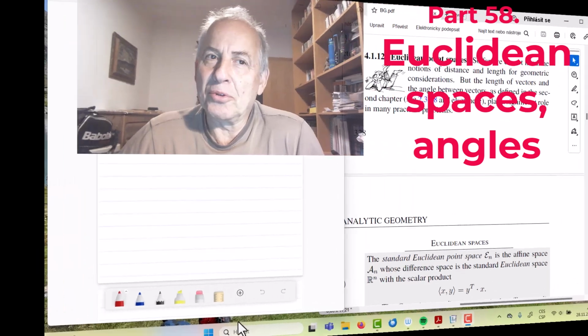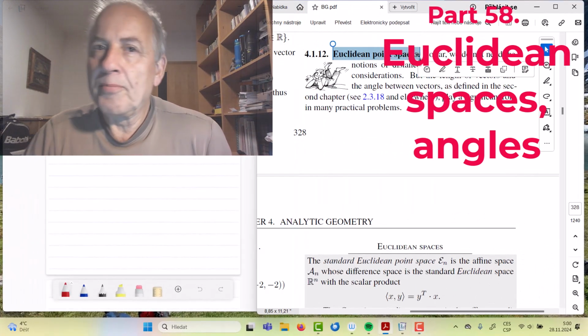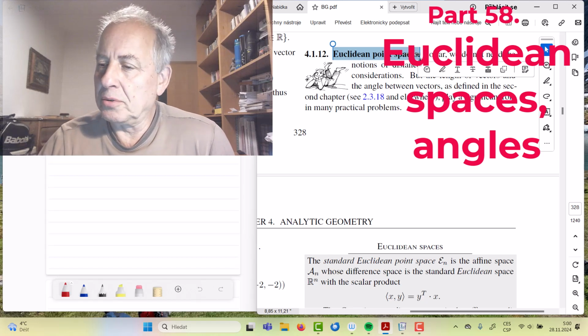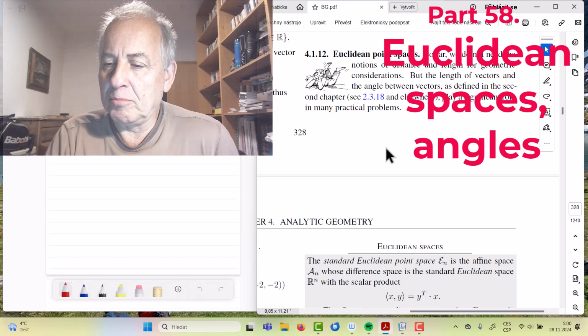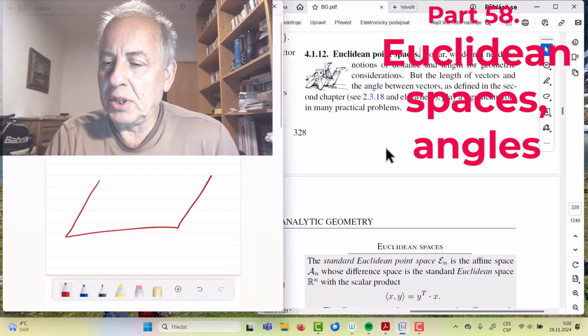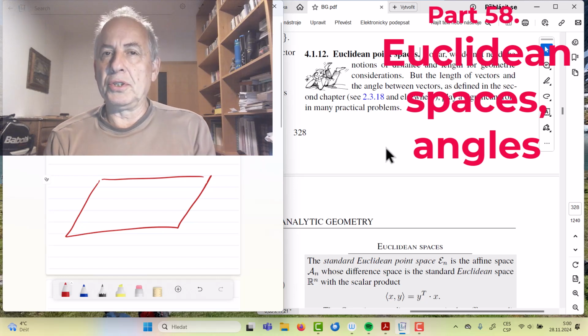Moving on to the next presentations. We shall now focus on the Euclidean point spaces. So what does it mean? Simply, we again will move in something like a plane, but this time we want to see the distances as well.